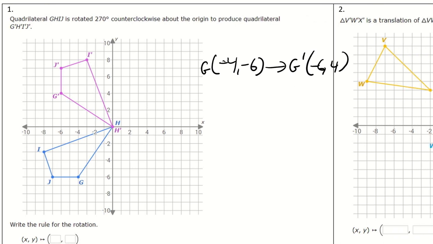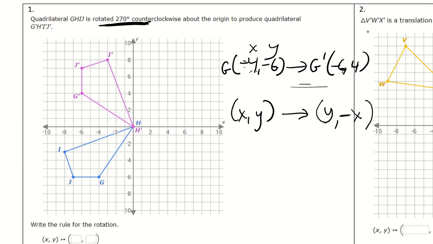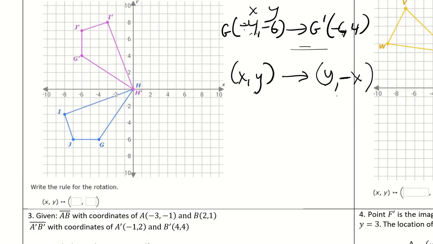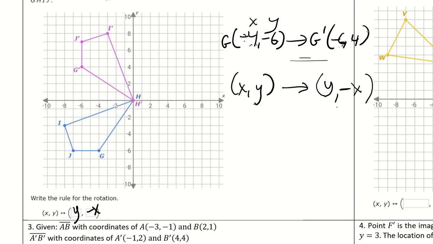And so you can kind of see what the rule is. If this is x and this is y, they are basically being switched. So y is now first, and then x is second. However, the x changed sign from negative to positive, so that means there's a negative here. That's the rule for rotation 270 degrees counterclockwise: (x, y) goes to (y, -x). So that is our answer, y, negative x. And we just use this to verify that.